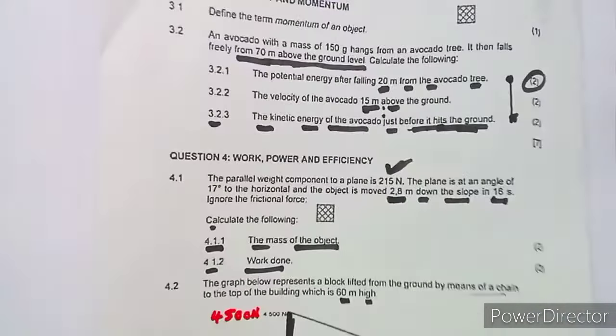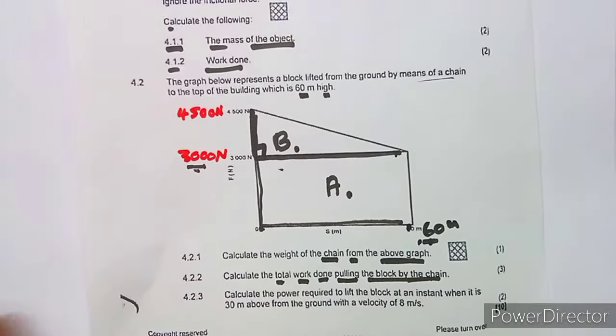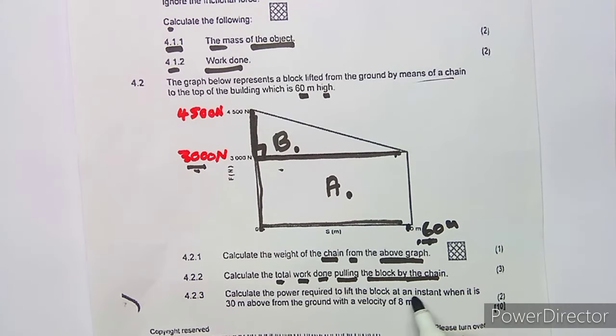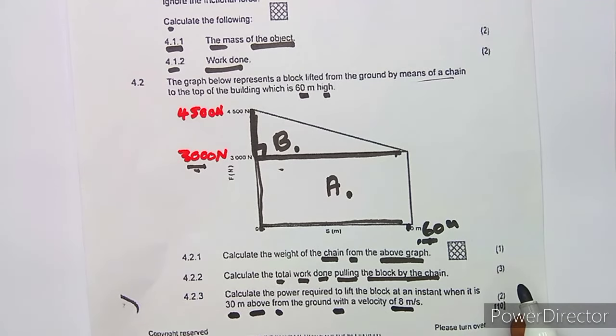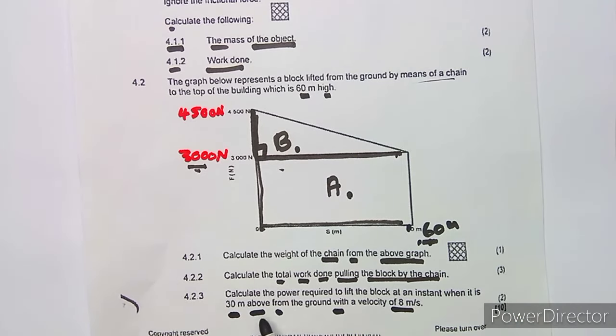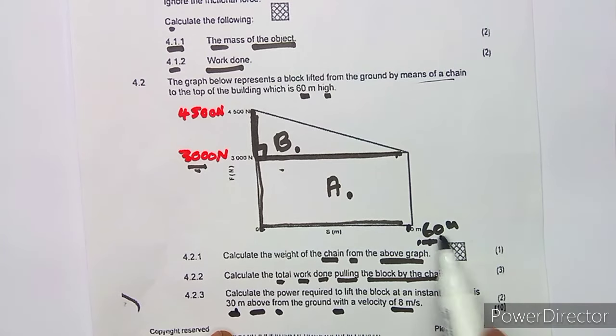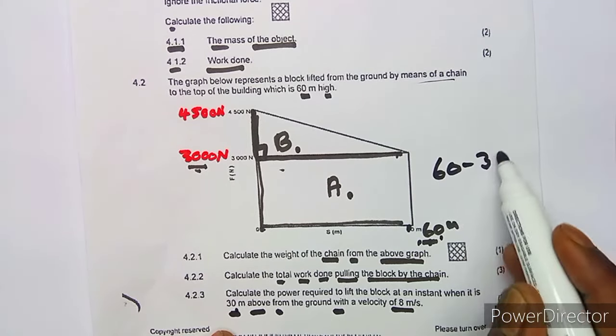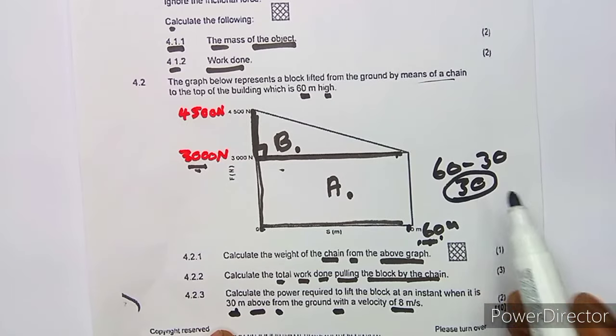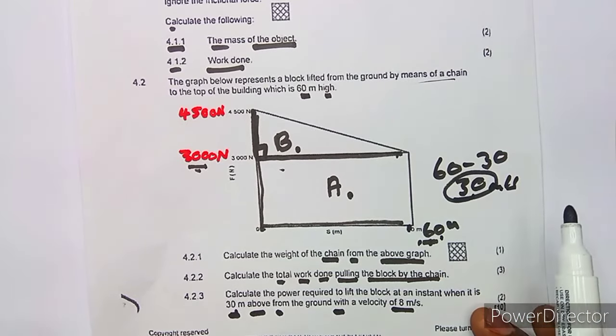All right, anyways, let's see the other part that we had, which is on 4.23, where we were asked to calculate the power required to lift the block at an instant when it is 30 meters above from the ground with a velocity of 8 meters per second. So that is what we have. What you need is that we are supposed to subtract this 30 meters from 60, but as we can see, guys, 60 minus 30 gives us 30, so there's no difference. So it's 30 meters is going to remain as it is.